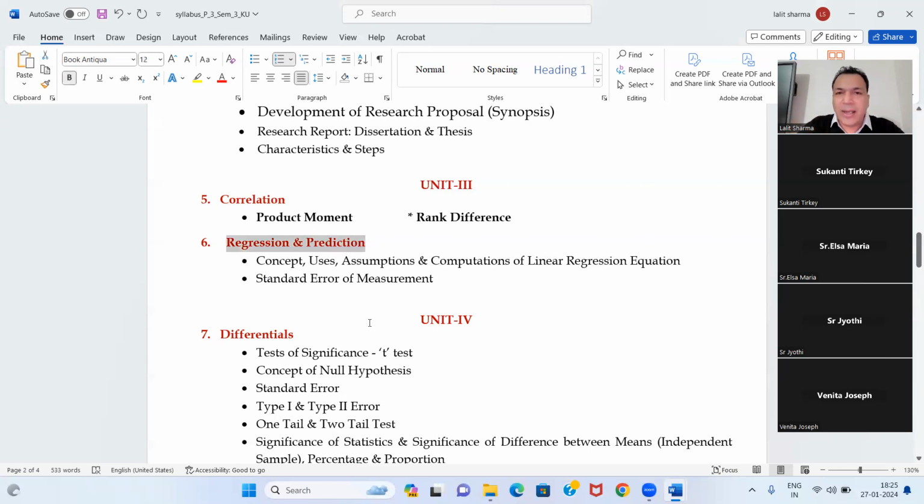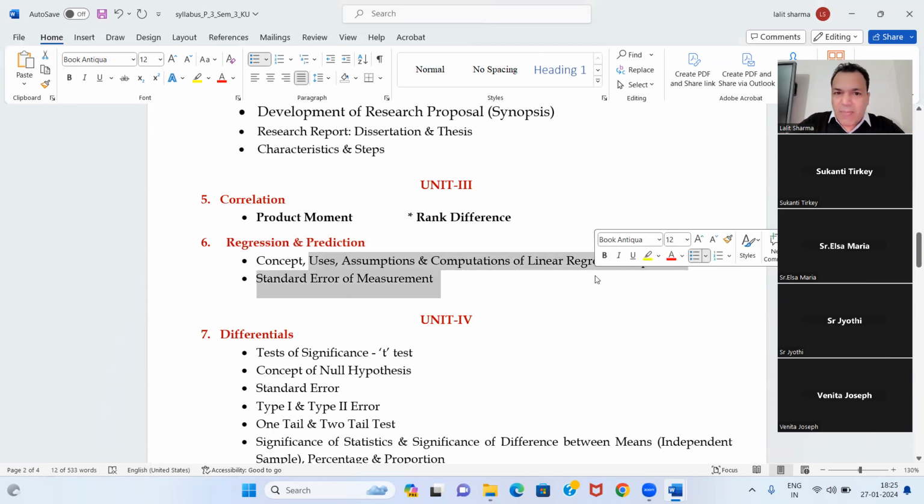Then next comes regression and prediction. What is the purpose of correlation? Correlation means we have to check how closely two variables are related with each other. As the name suggests, regression and prediction means we have to predict. Under regression, there are uses, assumptions and standard error of measurement.